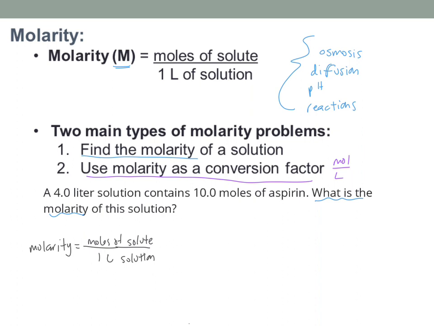So that means I've got two jobs here. I need to find how many moles of the solute there are, and I need to find how many liters. So I'm basically asking two questions, and then I just put one over the other and solve. This is the most pared down type of question I could possibly give you, because it flat out gives you moles of solute. It says that there are 10 moles of aspirin right there, so I don't have to do any conversions.